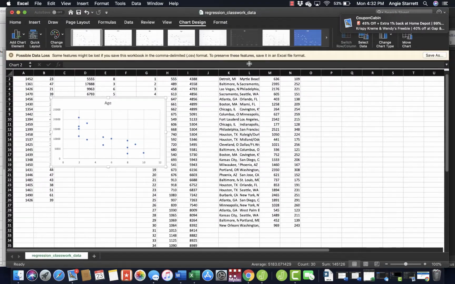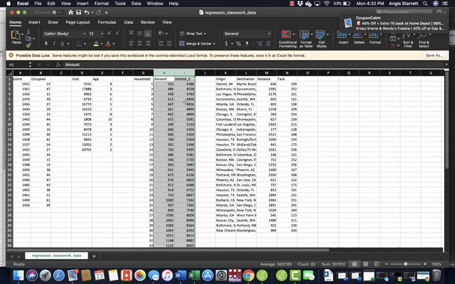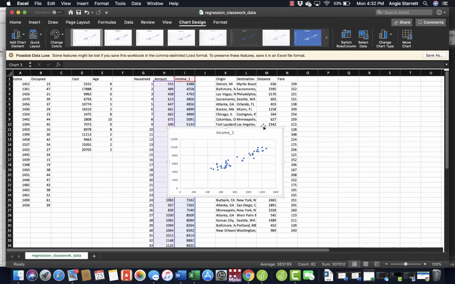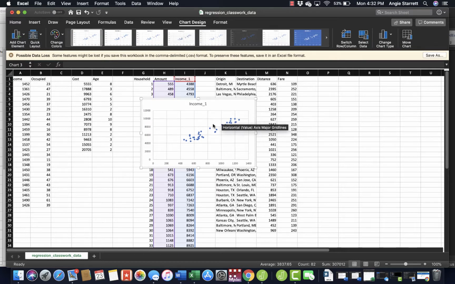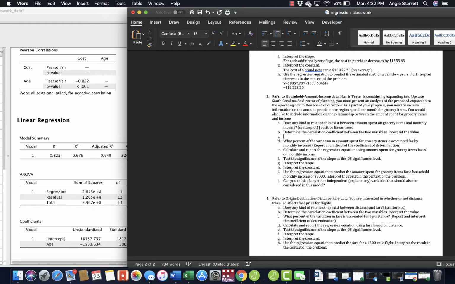So let's go over to Excel. We'll get rid of our car scatter plot. Here is groceries and income. Scatter plot, and we clearly see a positive linear trend. So as income goes up, you spend more on groceries, right? That makes sense. So we see a positive linear trend.